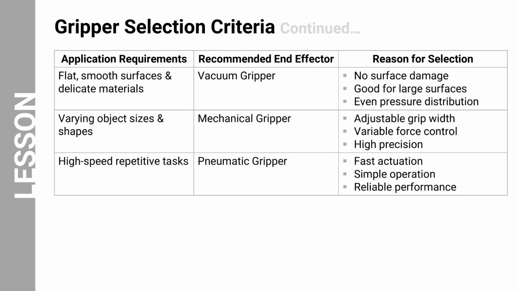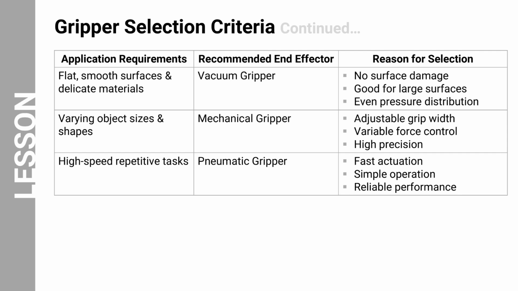Here's how to match end effectors with specific applications. Vacuum grippers work best for flat, smooth surfaces and delicate materials. They won't damage surfaces, can handle large areas, and spread pressure evenly across the grip surface. Mechanical grippers are ideal for objects that come in different sizes and shapes. Their grip width can be adjusted. They offer variable force control and provide high precision in handling.